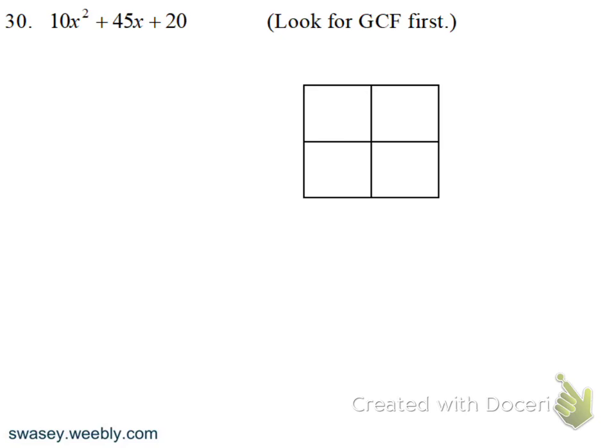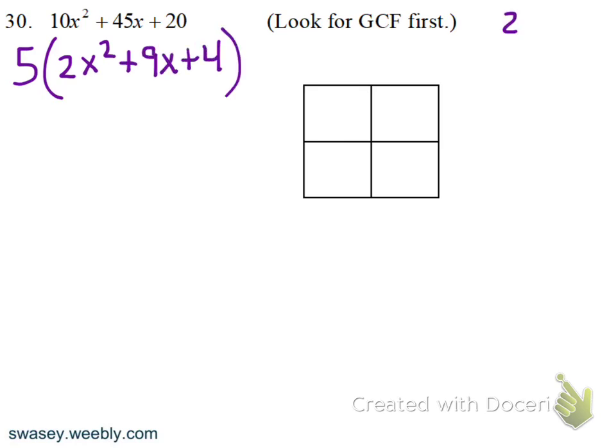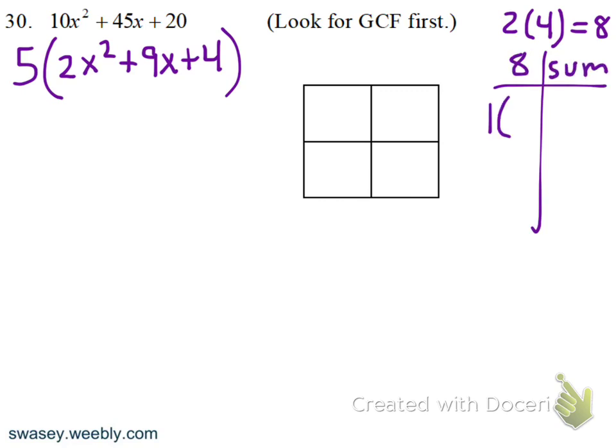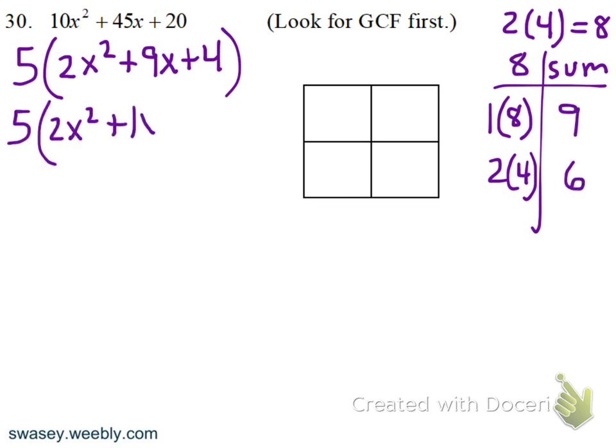Look for the greatest common factor first. Greatest common factor here is 5. So factor out the 5. Divide each term by 5, get 2x squared plus 9x plus 4. Now we're ready to do a times c. 2 times 4 is 8. Looking for two numbers that multiply to get 8, add to get 9. And so that'll be 1 and 8. Split the middle term to 1x plus 8x.